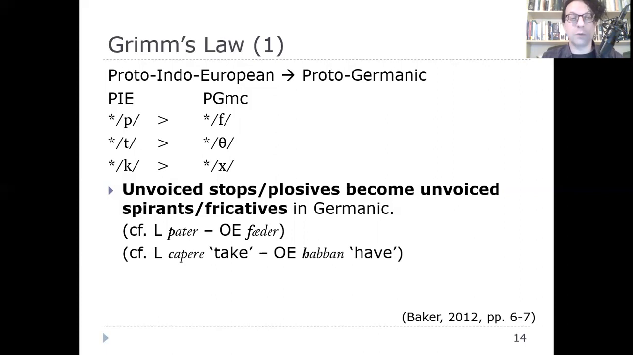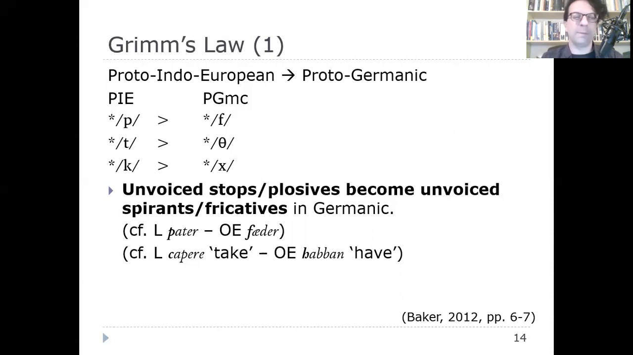And the same is true, interestingly, not only for P, but for T and K. So the P, T, K sounds, those three unvoiced plosives, all became unvoiced fricatives in Germanic. So you see there's kind of a system here. This is a systematic thing that's going on. P, T, and K always become F, Th, and Ch, respectively, in Germanic. This explains correspondences like Latin pater and Old English fader.